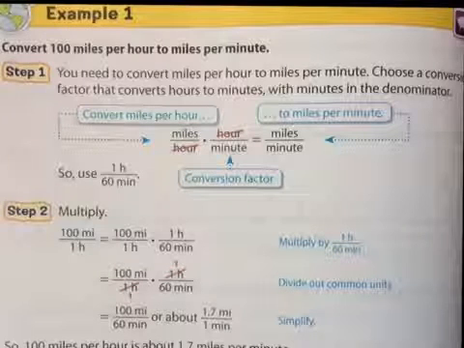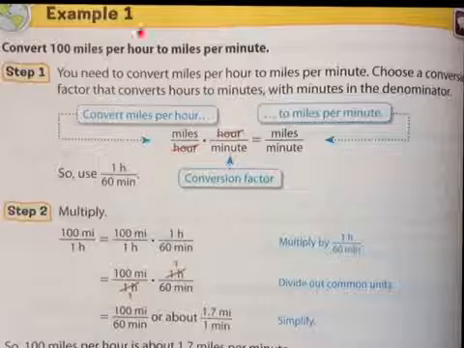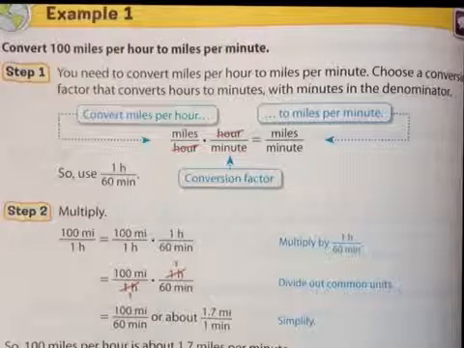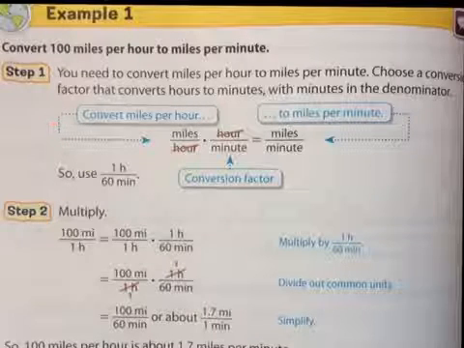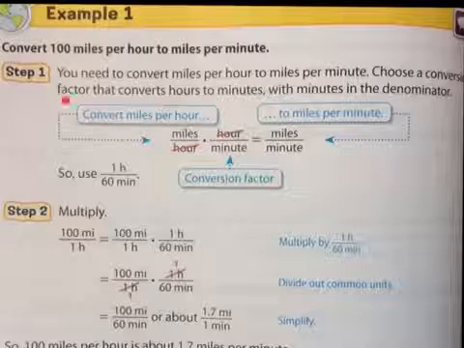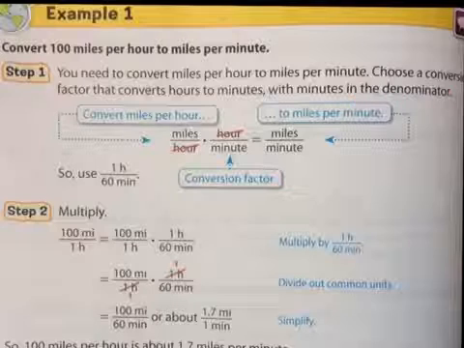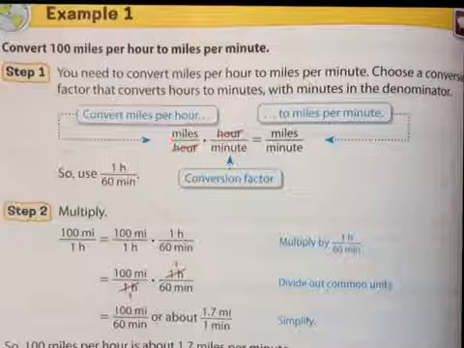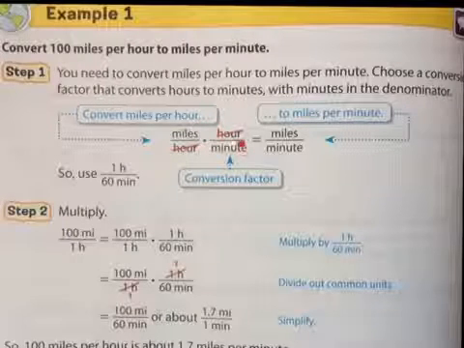In this lesson, you will be asked to convert miles per hour to miles per minute. This is a common conversion you'll have to make. So here's what you need to do. You need to convert miles per hour to miles per minute. Choose a conversion factor that converts hours to minutes, with minutes in the denominator. Again, we have miles per hour. And we know that the ratio that we're looking for is that an hour has 60 minutes.